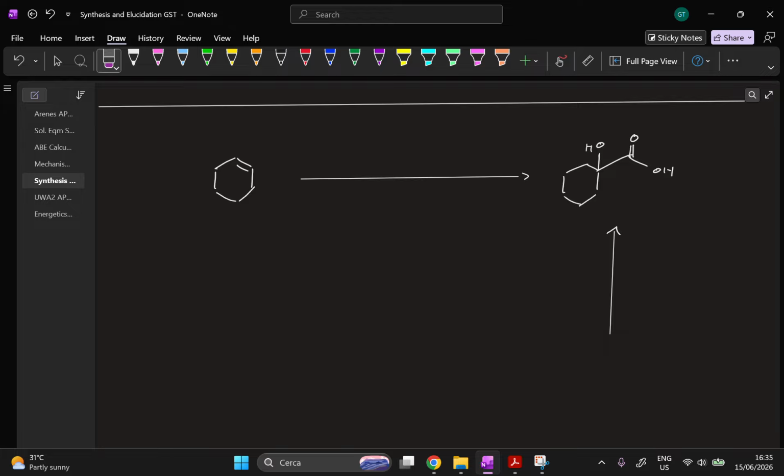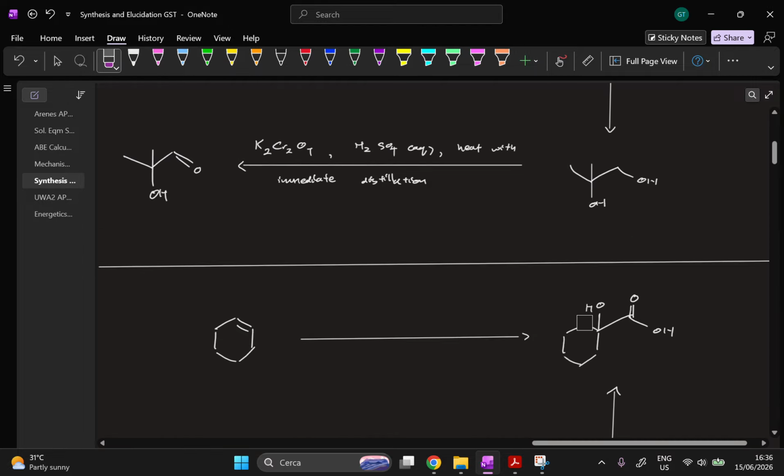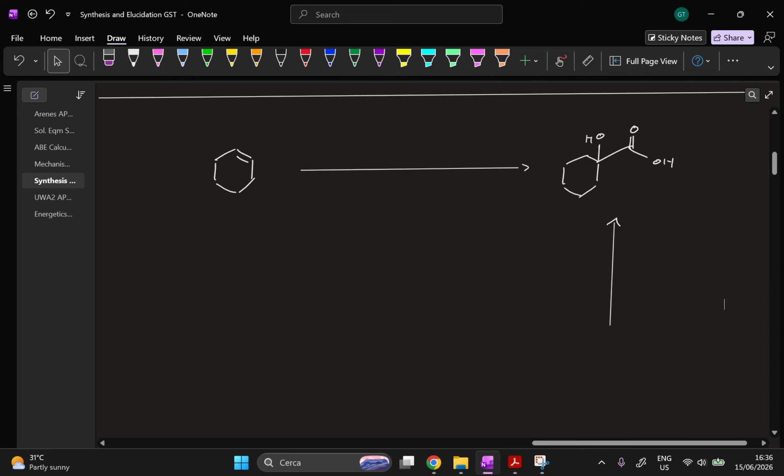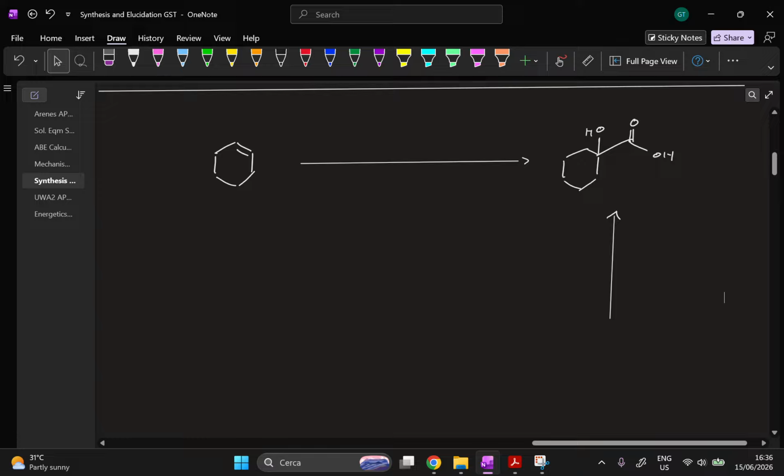How many functional groups do I have here? I have one alcohol, one carboxylic acid. So I got to add functional groups. That's the first thing, okay? Second thing, I got to add carbon a lot. In my starting product, I have how many carbons? 6 carbons, right? After that, how many carbons do I have? 7 carbons. You see, 1, 2, 3, 4, 5, 6, 7. So I go from 6 carbons to 7 carbons. And not only do I increase the number of carbons, I increase the number of functional groups. So this is nucleophilic addition.